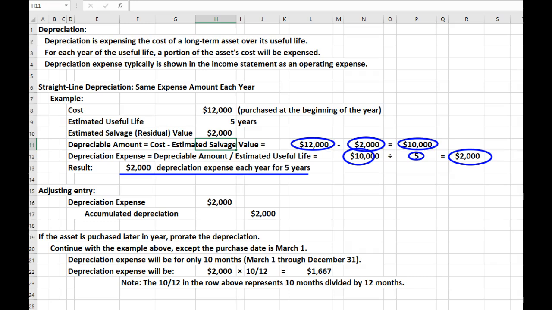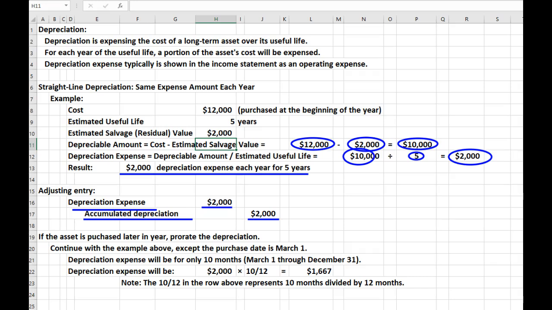The adjusting entry each year will be depreciation expense is the debit. And here's the $2,000 that we just calculated. We're going to credit accumulated depreciation. Now accumulated depreciation, you might have talked about earlier in the previous chapter, but that is the account used in the balance sheet to keep up with the total depreciation we've taken to date on the asset. This includes all the years we've had this asset.